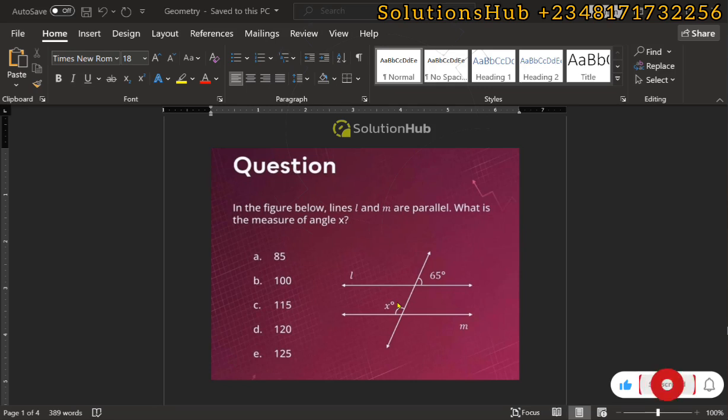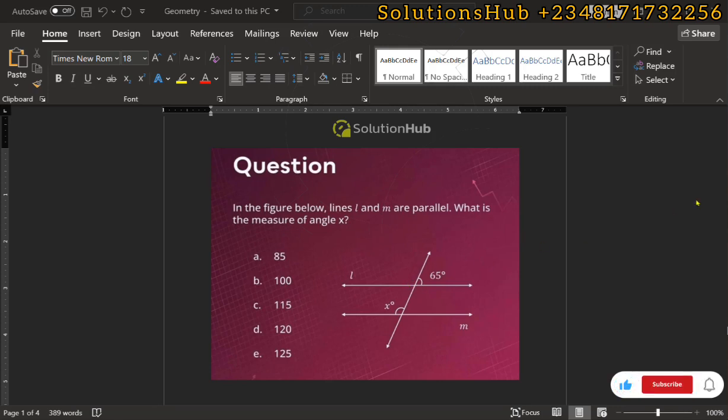But note that we have the 65 degrees here, which is on the right hand side, and then we have the X degrees here, which is on the left hand side, at the intersection of the two parallel lines. So for us to find the value of X, we need to come to this first line, which is line M. There's a straight line, which is the parallel line, and you know that angle on a straight line is equal to 180, right? So with this transversal line that cuts across the two parallel lines, with attention focused on L, we are going to see that there is a 65 degrees angle here, and then we can get the remaining angle here.